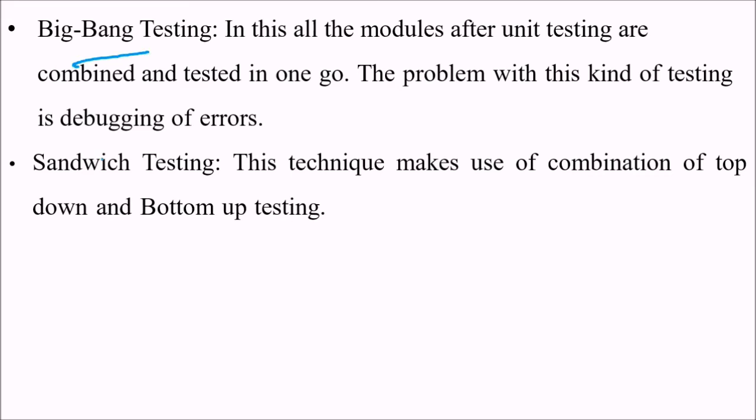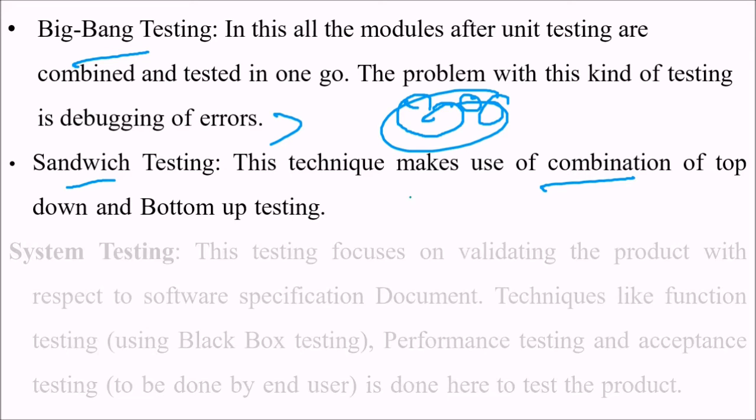Big bang testing, sandwich testing. In big bang testing, all the modules, after unit testing, are combined in one go. The problem with this kind of testing is debugging of errors, and the interfaces not being well tested. Sandwich testing makes use of a combination of both top-down and bottom-up.